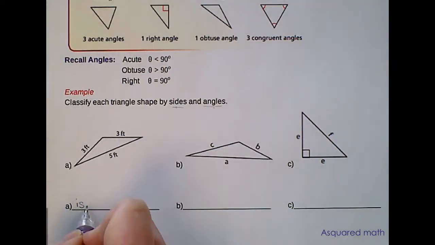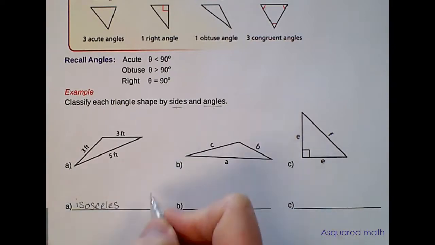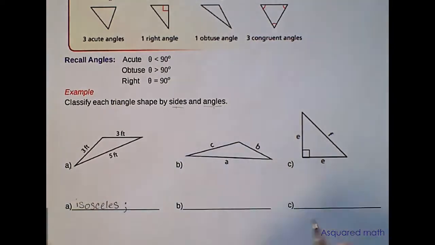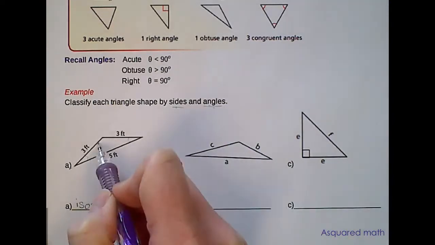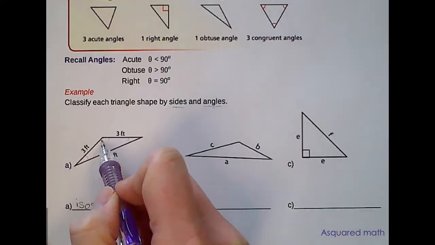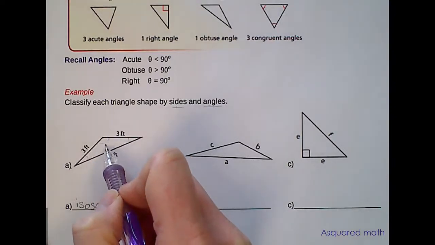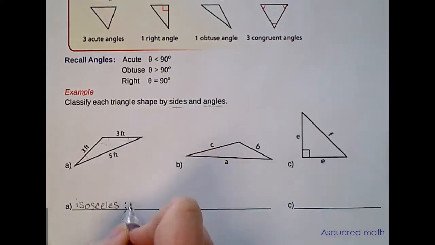Isosceles, it's actually one of my favorite words to spell. And then look at the angle measures. We have two acute angles and one obtuse angle. So this angle, since it's obtuse, that overrides everything else, and we're going to call this an obtuse triangle.